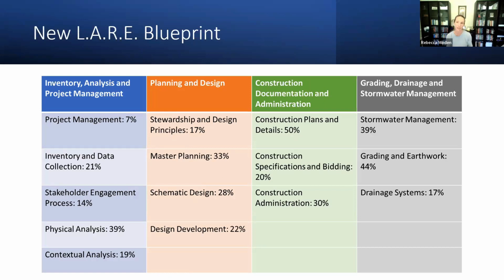This blueprint is available on our website under that maroon red color on the homepage. You can see the new blueprint, and it'll give you the subdomains, the appointment length, the exam length, the number of questions, and also the item types. The subdomains are broken down in even further detail, so you can see what all falls into project management and inventory and analysis. That's a good thing to review in terms of what makes up project management in the new inventory and analysis section, or what makes up inventory, data, and collection.